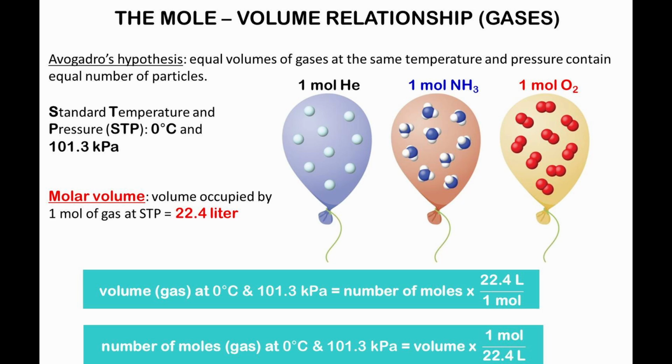So, at STP conditions, 1 mole of helium gas, 1 mole of ammonia gas and 1 mole of oxygen gas contain the same number of particles and occupy the same volume of 22.4 liters. The equations below allow us to calculate the gas volume at STP conditions if the number of moles is known, or to calculate the number of moles of a gas at STP conditions if the volume is known.